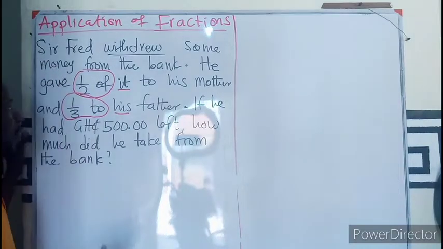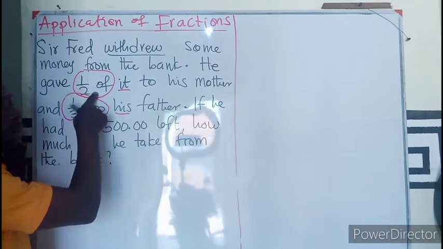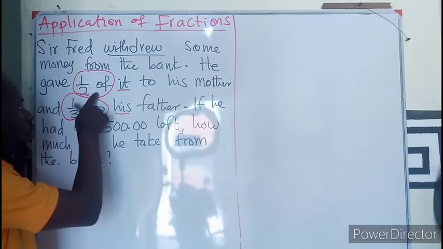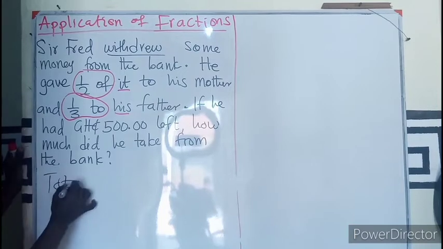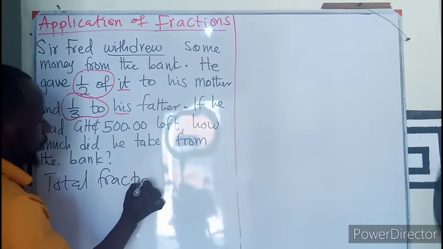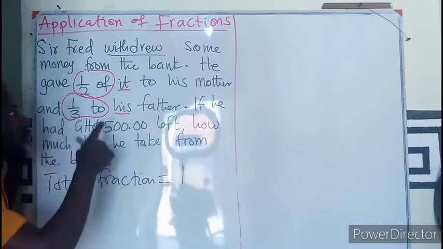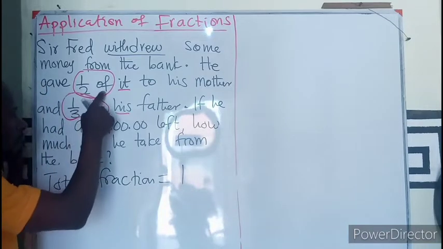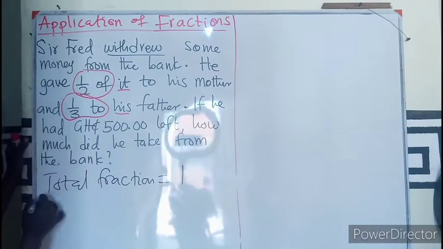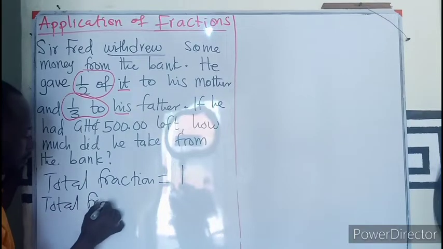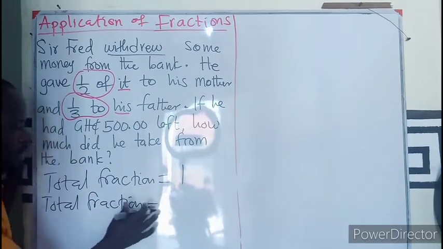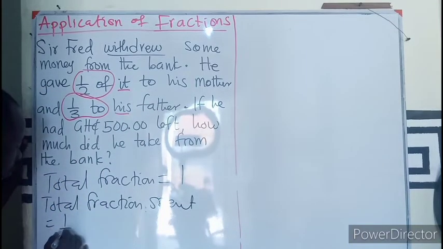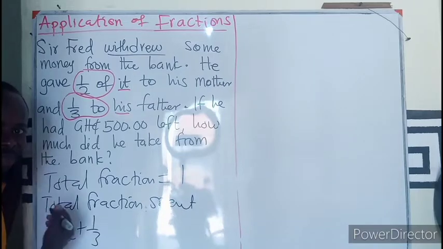So first of all, I'll find out the total fraction being spent. Okay, I gave out this. Don't forget 1 over 2 of it. Total fraction in this case is always 1. So 1 over 2 of any amount will still be 1 over 2, and 1 over 3 of the same amount will still be the same. So I'll only go for total fraction. Let me use the word spent. Fraction spent is going to be 1 over 2 plus 1 over 3. That's the total fraction spent.